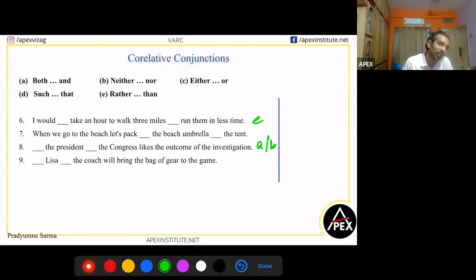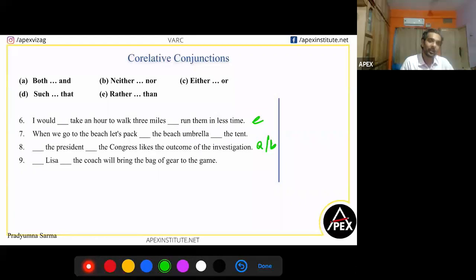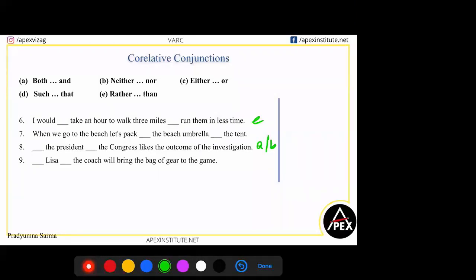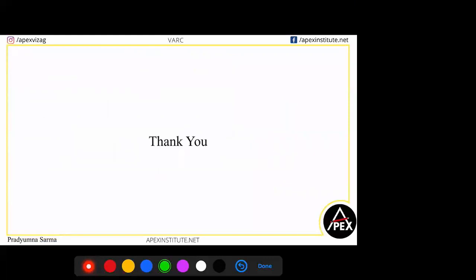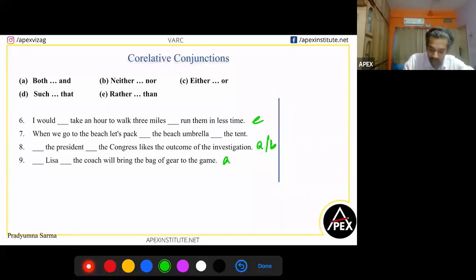Okay, with both, if it's both, they both liked it; otherwise, neither of them liked it, but only one of them liking it is not possible. Last, ninth one. Also A and B: both and, neither or, both and. One minute, ninth one. Yes sir. Rather, so ninth one. Both Lisa and both bring the bag of gear to the game, either or, sir. Both and, yes sir. Neither nor, sir. Wait, one minute, just give me one moment.